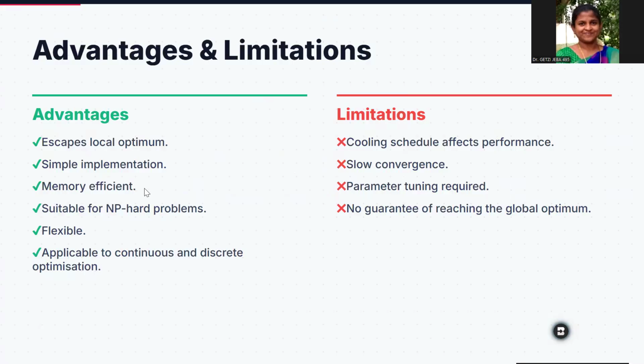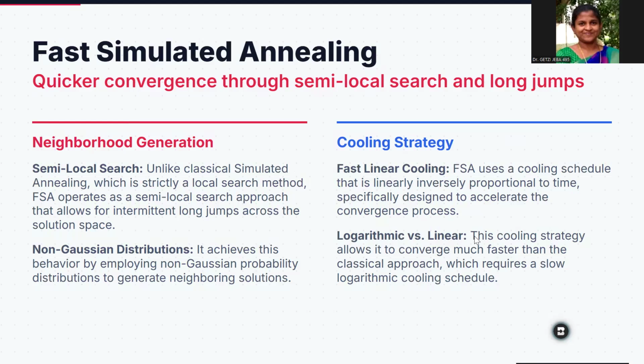The advantages are that it escapes the local optimum, it is simple to implement, memory efficient, and flexible. But the limitations are the cooling schedules, because the T depends on the user, so the cooling schedule affects the performance. Convergence is slower, because you have to check all the neighbors. Parameter tuning is required, since a lot of parameters are used, like T, delta E, the cooling schedules and so on. And there is no guarantee that simulated annealing will reach the global minimum.